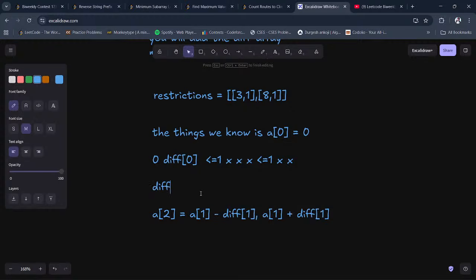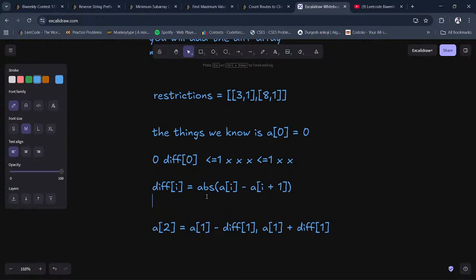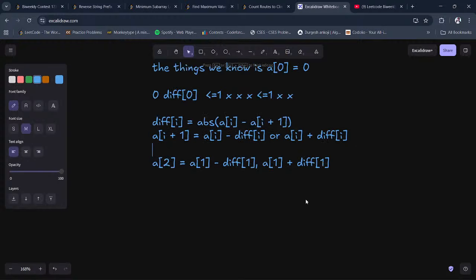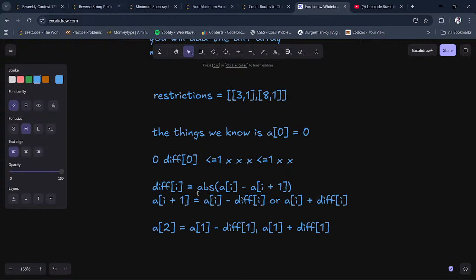So I will tell you, because we know difference of I is nothing but a of I minus a of I plus 1, right? So what are the possible values we can get? a of I plus 1 can be written as a of I minus difference of I, or you can say a of I plus difference of I. So for a of I plus 1, either you can increment the difference with the previous value, or you can decrement it with the previous value, right? So these are the two operations you can do for a of I plus 1.